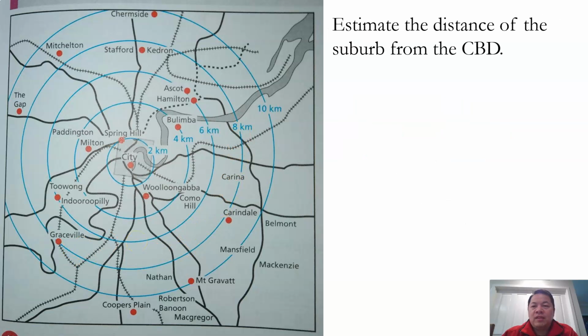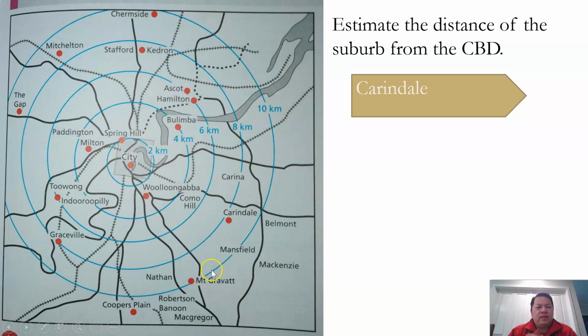So the next one, estimate the distance of the suburb from the CBD. Carindale. Where's Carindale? Let me check. Carindale is here. Interesting, it's not on the blue line. I think it's closer to 8 kilometers than 9 kilometers, isn't it? So the answer is 8 kilometers because it's closer to the blue line here.